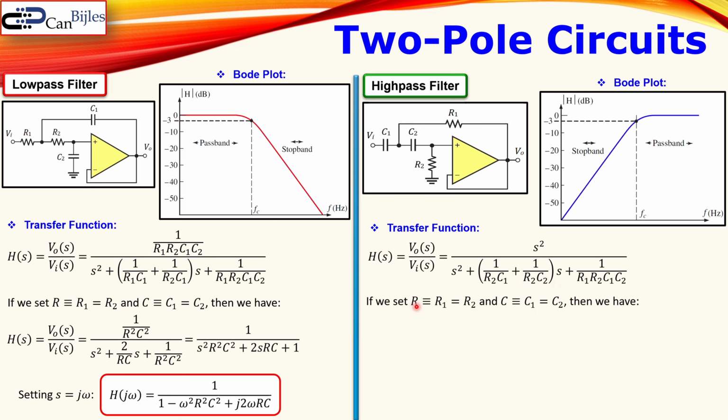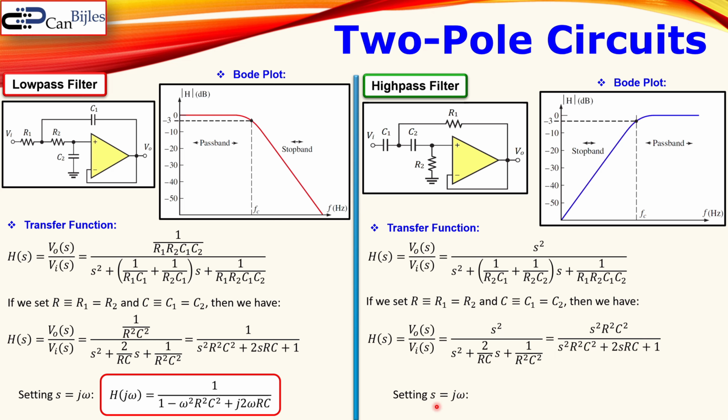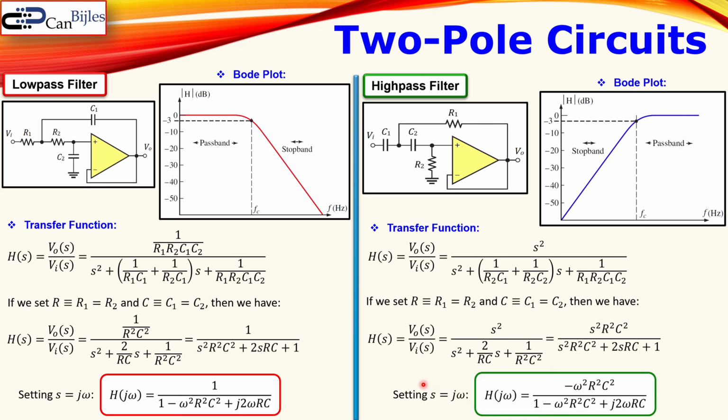And then if we now set R equal to R1 equal to R2, and the C we define as C1 and C2, then we can express this like so, and we have the following expression, with the numerator and the denominator multiplied by R and C. And then you have this expression, and then again you go to the steady state analysis by setting s equal to j omega. Then you have this expression, which is a similar process as we have done for the low pass filter 2-pole.